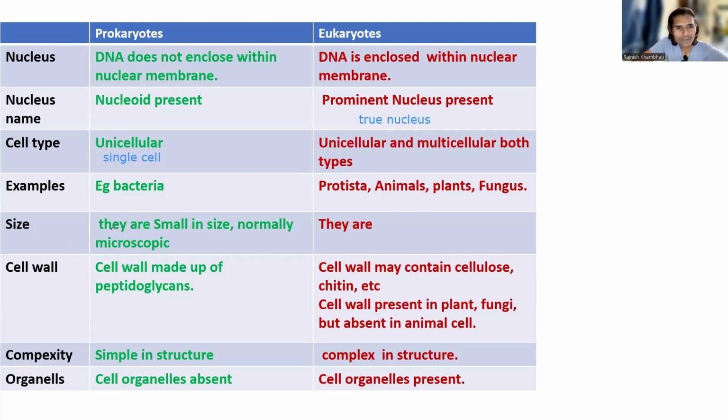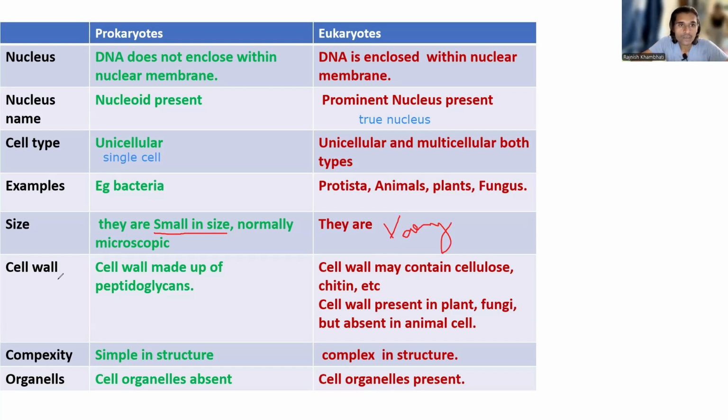Then their size. Normally, prokaryotic cells are small in size. Normally microscopic. We have to use a microscope in order to see them. But in eukaryotic cells, their size varies. Their size may vary according to the cell, maybe small to big.